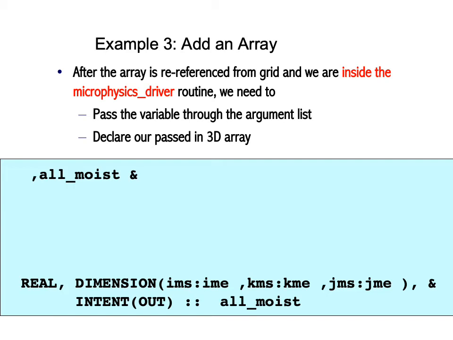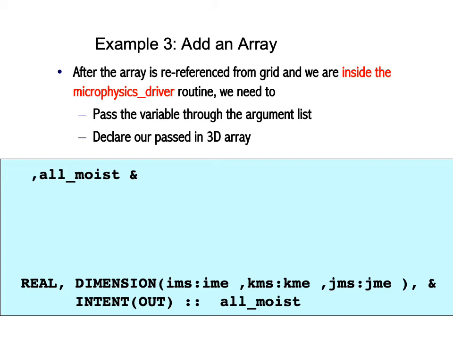So because that specific 3D array all_moist is passed into our subroutine, we need to now put the dimensions for this particular variable. The declarations are required. All_moist has the IMS, IME, KMS, KME, JMS, JME dimensions that are used for all of the 3D arrays that are inside of the WRF model. We make it an intent out, so it's clear what's going on. This variable is not input.